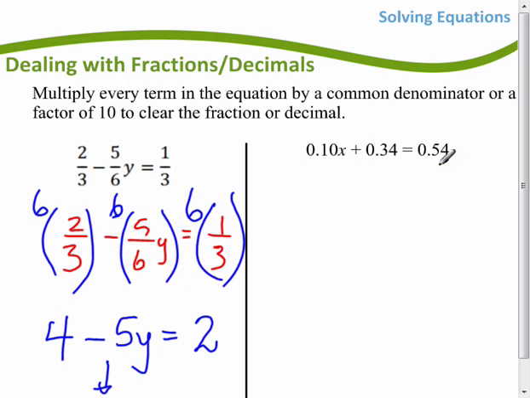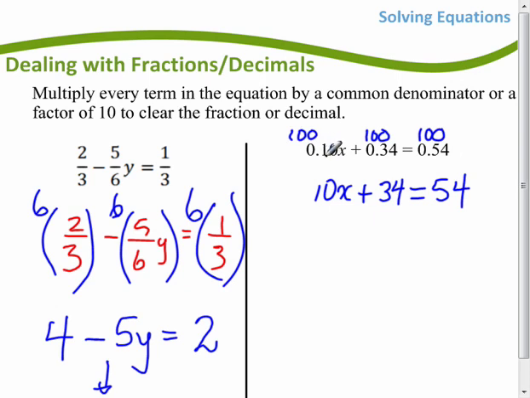Similarly, when we deal with decimals, I can do the same thing. Here I've got decimals where I have 2 decimals here, 2 decimals there, 2 decimals there. If I have 2 decimals, what I can do is take and multiply every term in the equation by 100. Notice there's 2 zeros. So 100 times 0.10 would be 10x, plus 100 times 0.34 is 34, and 100 times 0.54 is 54.